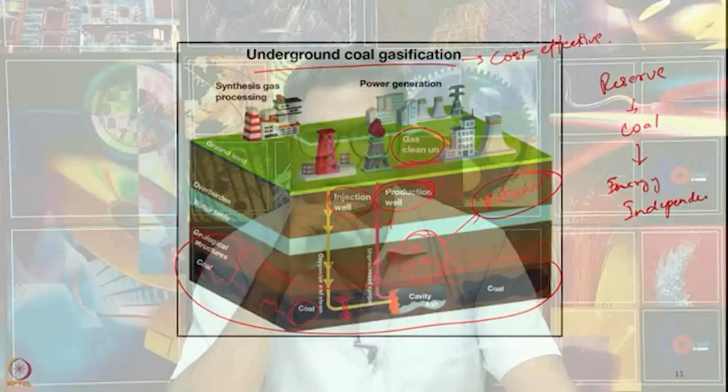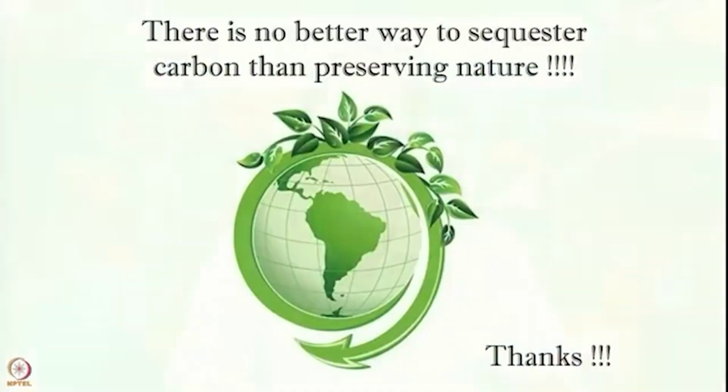So, with this I would like to conclude this overall module, and I hope all of you have understood and appreciated the role of biomass and coal for hydrogen production, the different processes and the chemistry behind it. And just with a thought, there is no better way to sequester carbon than preserving nature. Even if we are using biomass, let us use agriculture waste or municipal waste, whatever carbon is coming through the waste, let us react it with steam and produce hydrogen from it.